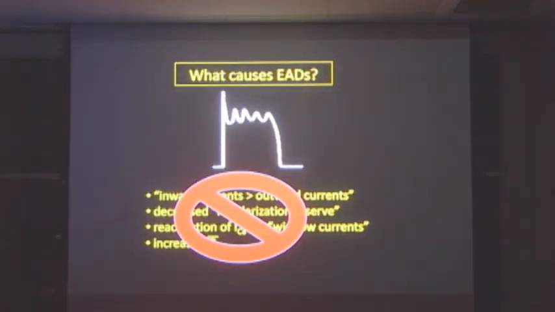And my point is, none of these is even a candidate for an explanation of EADs, because all of these answers explain a rise in the voltage. But EADs are not a rise in the voltage. They're an oscillation in the voltage. None of these candidates explains an oscillation. So these are, from my point of view, non-starters.